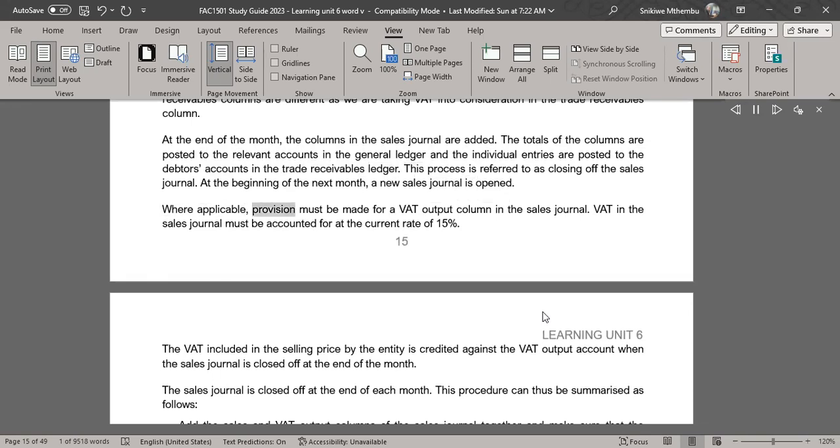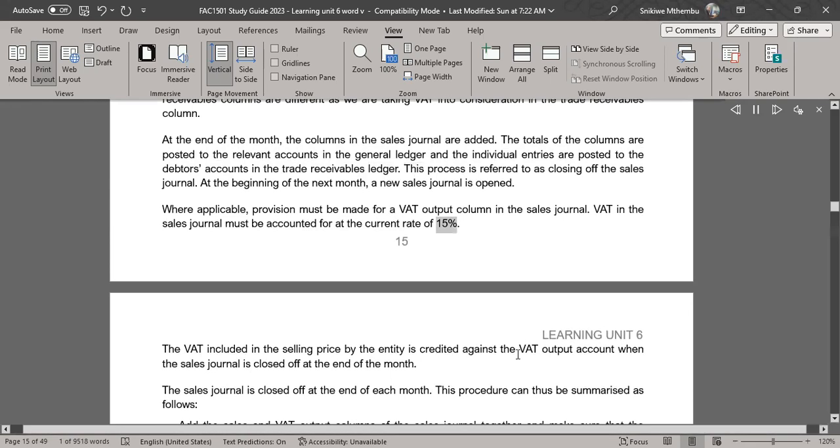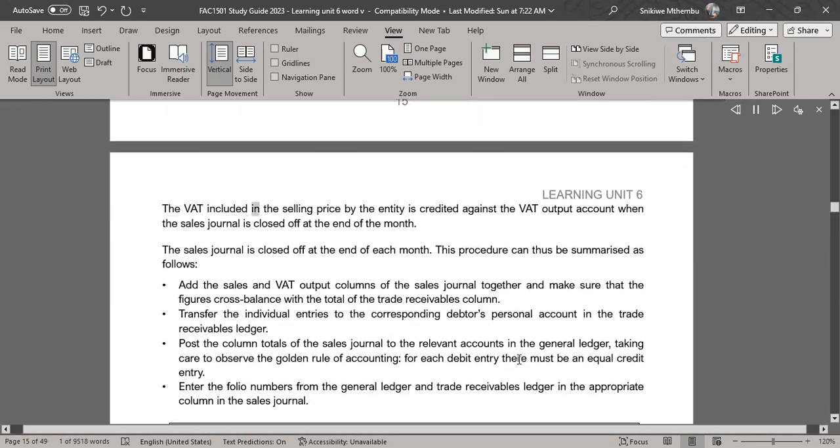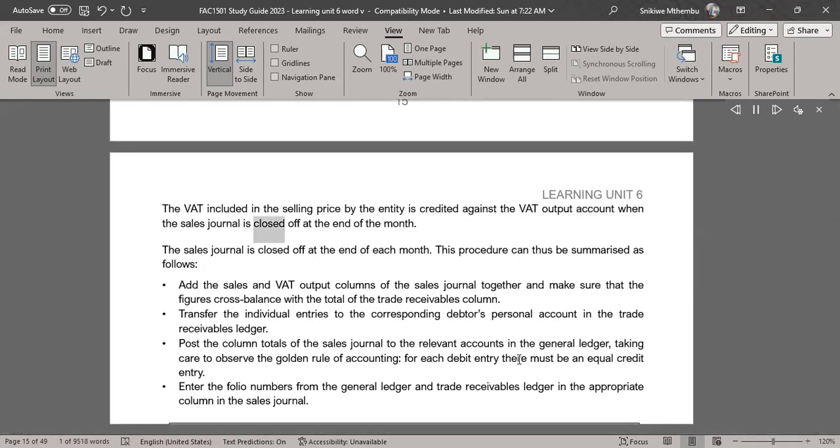Where applicable, provision must be made for a VAT output column in the sales journal. VAT in the sales journal must be accounted for at the current rate of 15%. The VAT included in the selling price by the entity is credited against the VAT output account when the sales journal is closed off at the end of the month. The sales journal is closed off at the end of each month. This procedure can thus be summarized as follows.